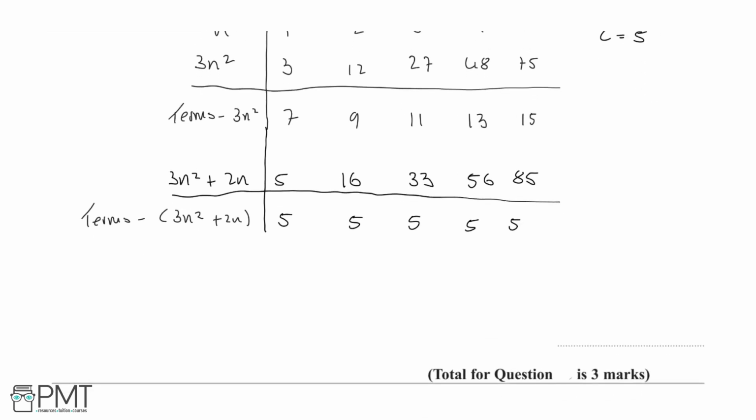So we can write in our answer space that finally we're looking at 3n squared, we said b was 2, plus 2n, plus c being 5.